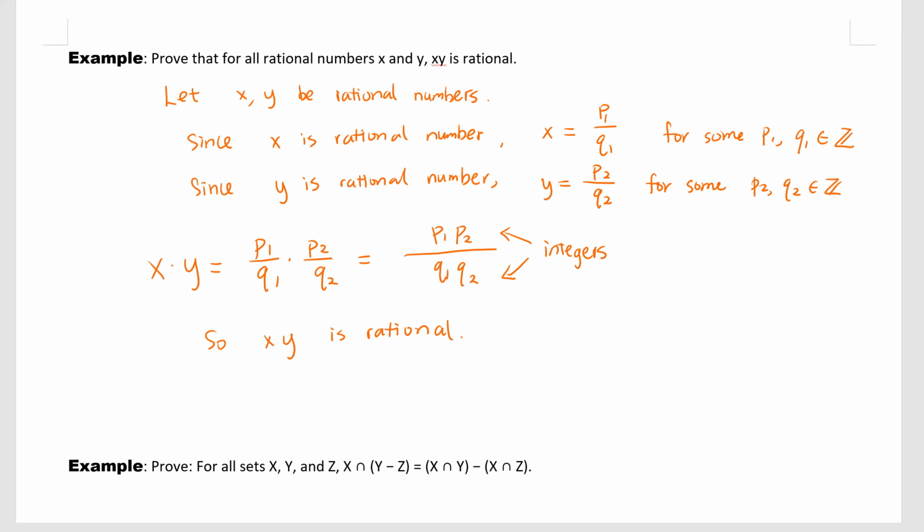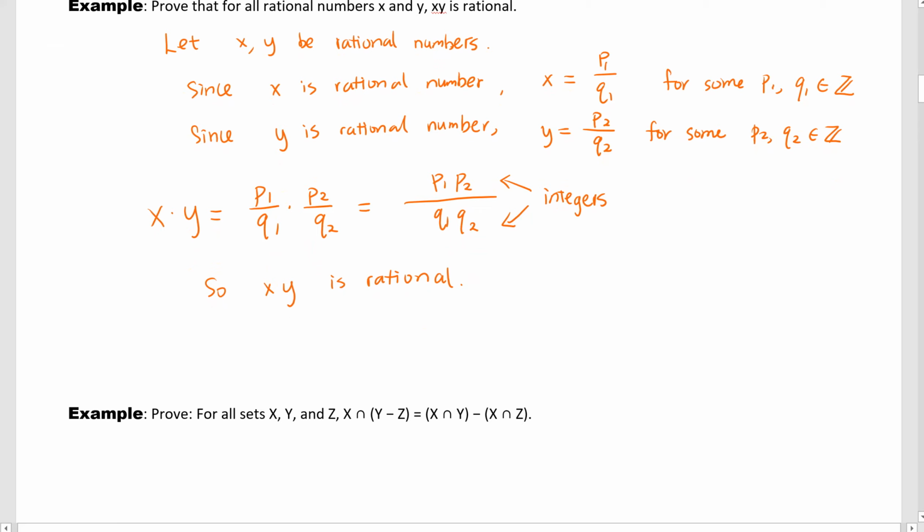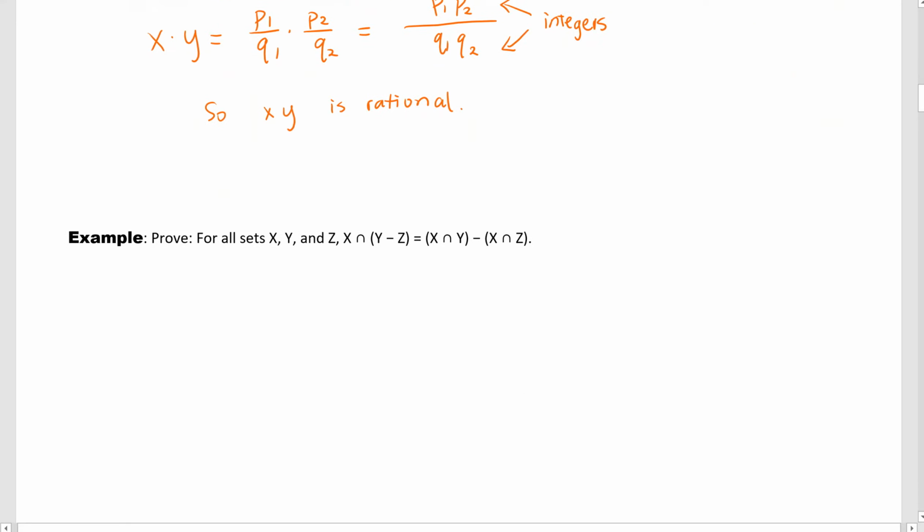So during a proof, there are a lot of words you might consider using. You can use because, since, so, therefore, hence, etc. Or ordering words like first, second, at last, finally, something like that.